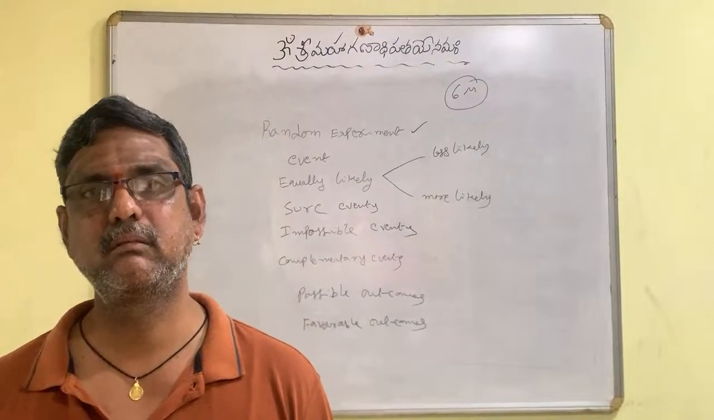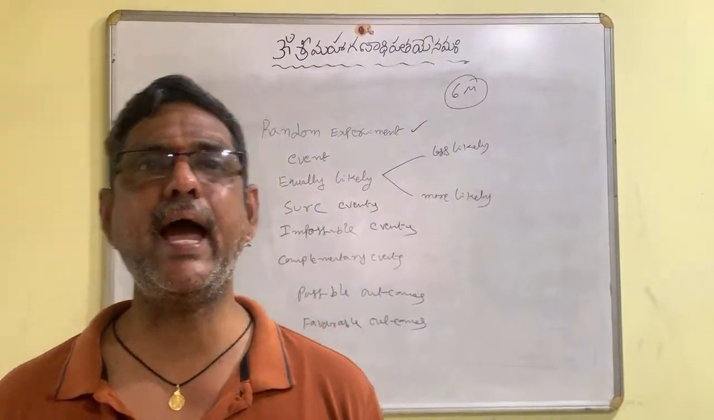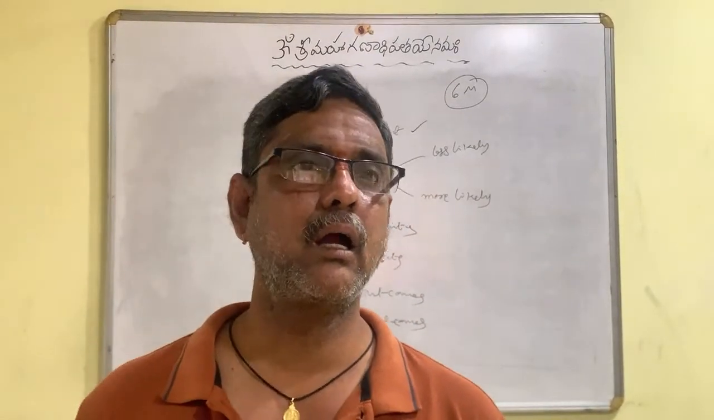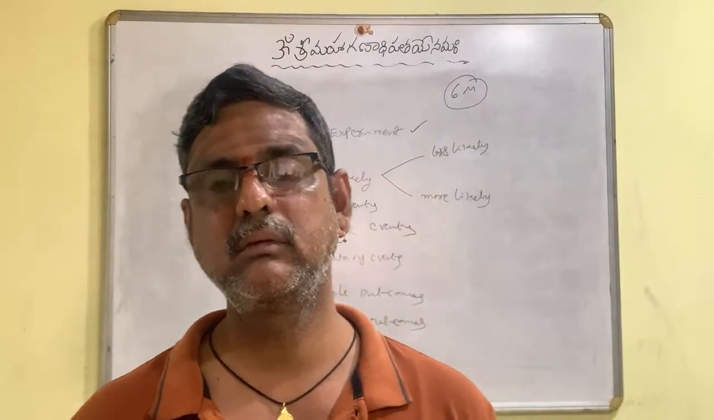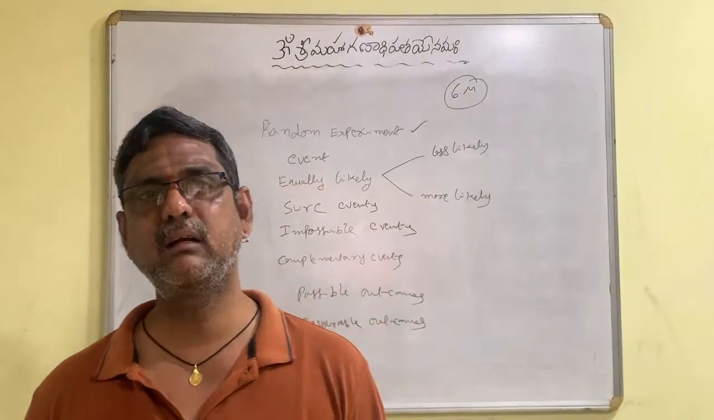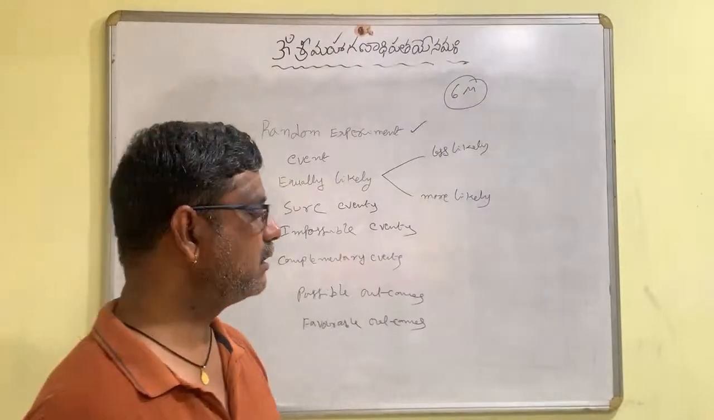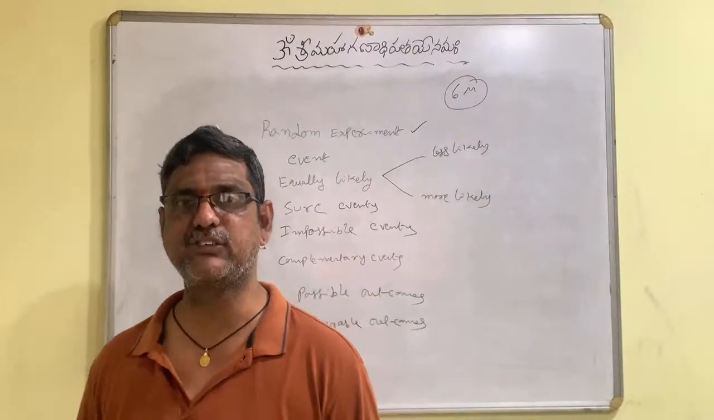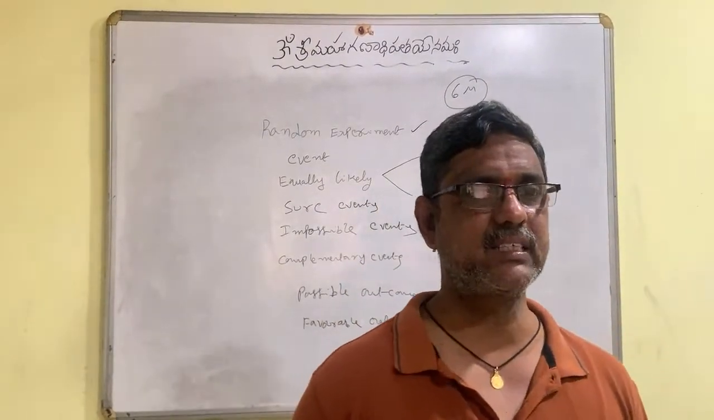Two events are two outcomes of an experiment. If one happens, the other one doesn't happen. Such outcomes are called complementary events. For example, when a die is rolled, what is the probability of getting one? 1 by 6. Not getting one? 5 by 6. Probability of getting one is 1 by 6 and not getting one is 5 by 6. Now what is the sum of probabilities?